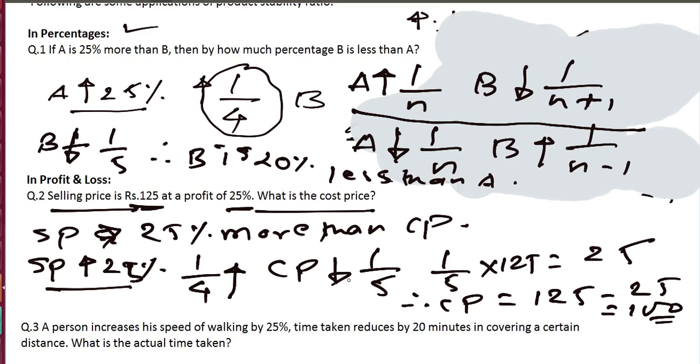So CP is 1/5 less. SP is 25% more than CP, so CP will be 20% less than SP. Right? So let's see another question.